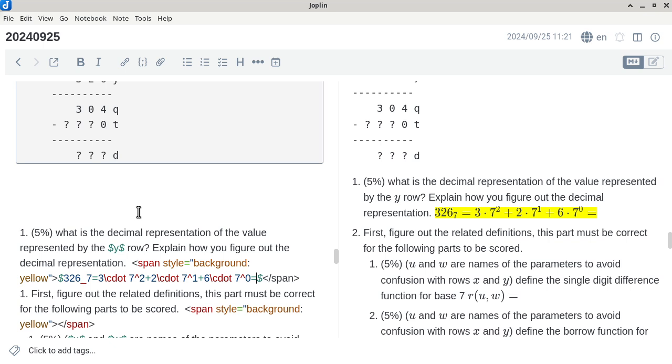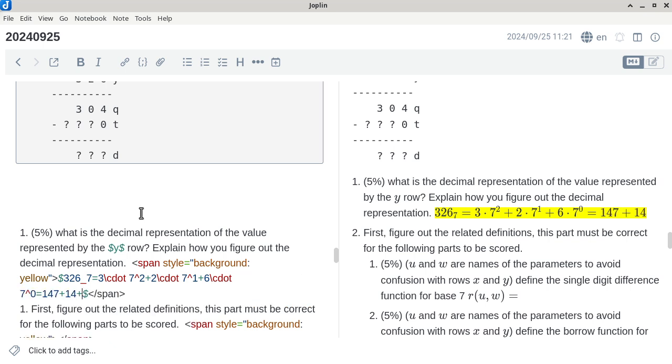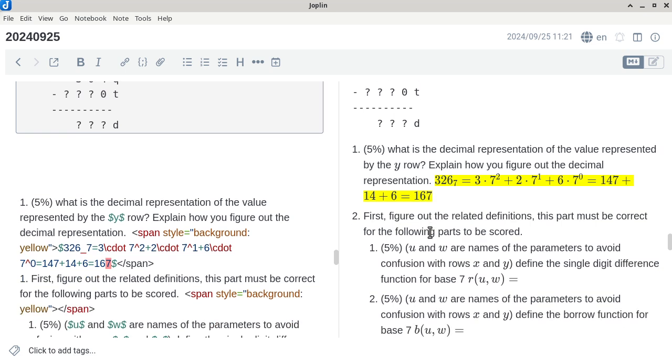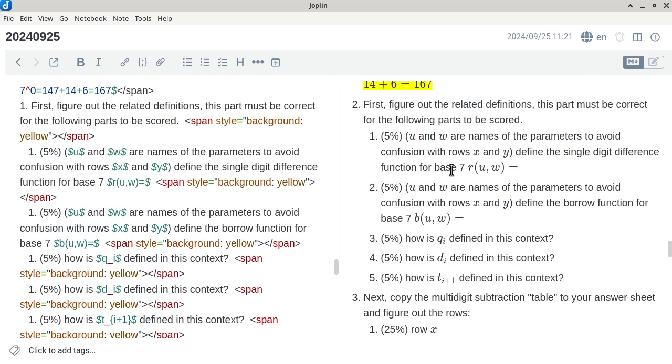So 3 times 7 squared, which is 49, is 147, plus 14, plus 6. And then you can either use a calculator or use mental math. I think it is 167. Yep. So that's the answer of the first part. The second part is asking you about the definitions. So this part has nothing to do with problem-solving skills, but it does have everything to do with, you know, do you know how things are defined?